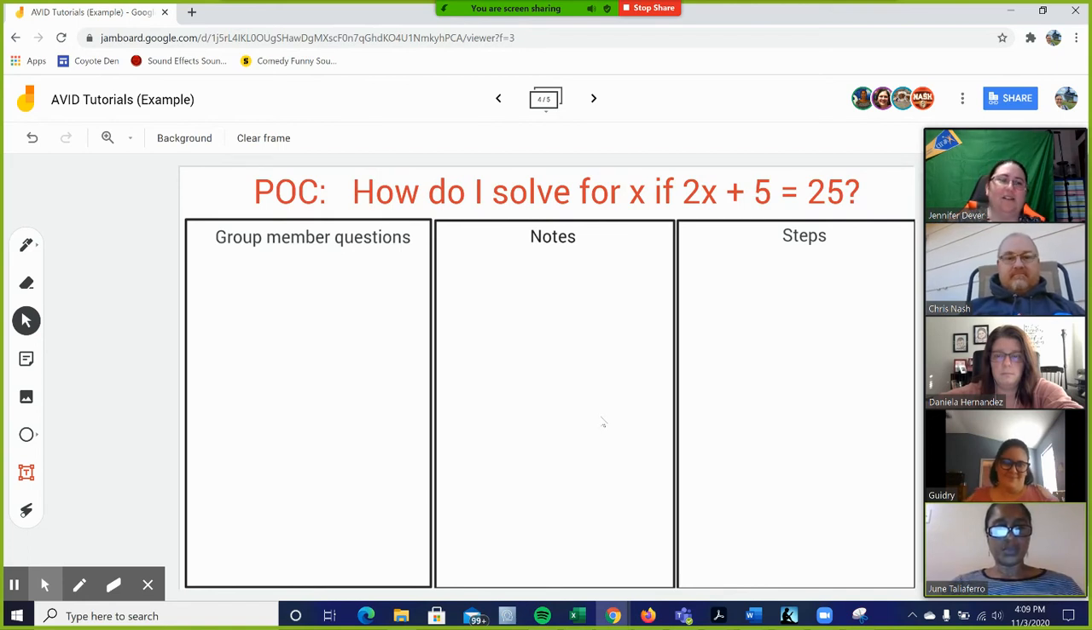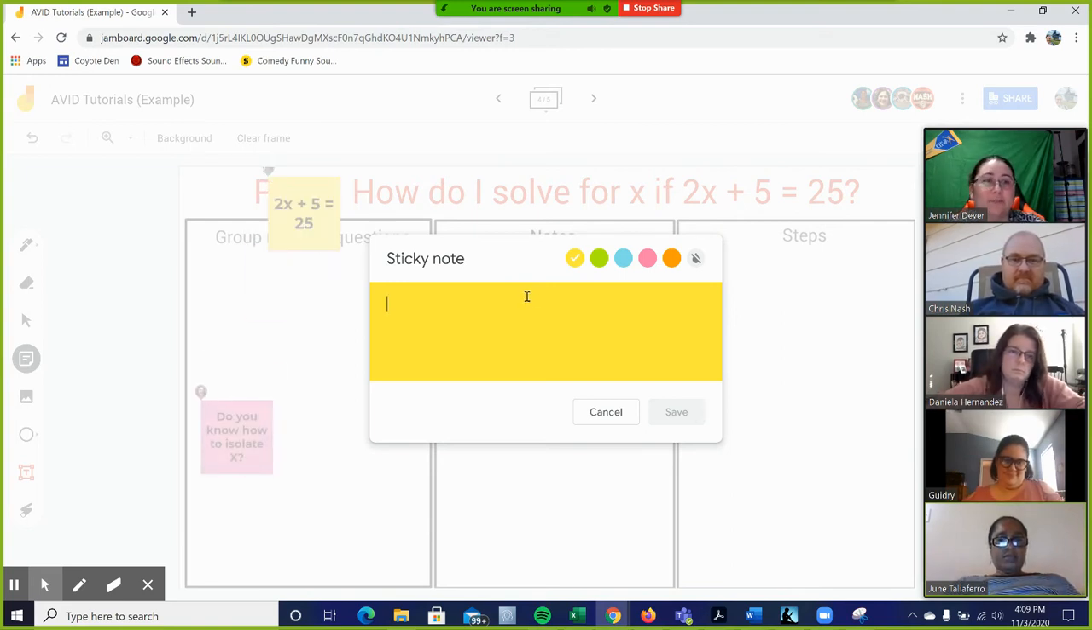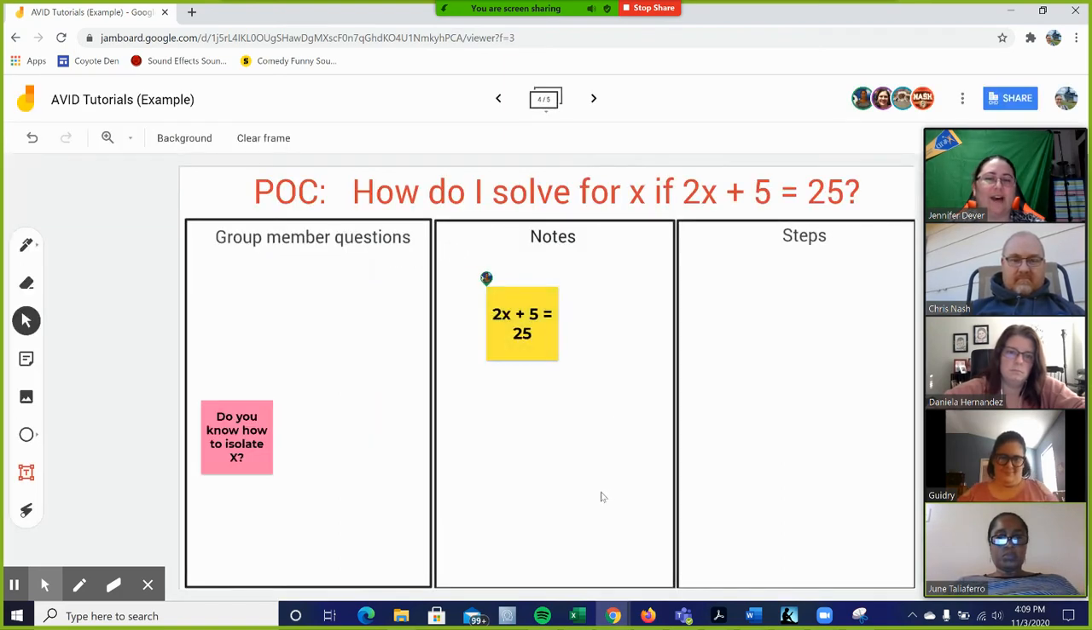Awesome. All right, so this is where our group members, we do have a section labeled group member questions. Our group members, you guys are going to click on where it says sticky notes. You guys are going to choose your color, and you are going to ask Ms. Talaferro a question. So once you've typed your question, you'll hit save and then cancel to close out of it.